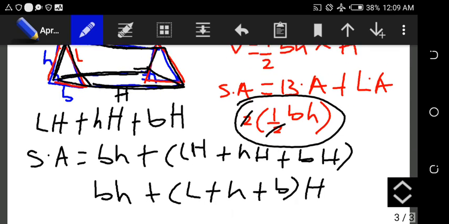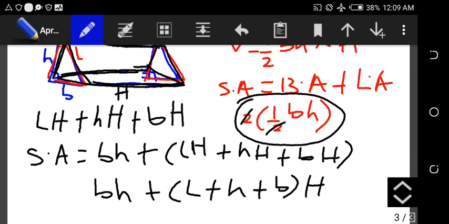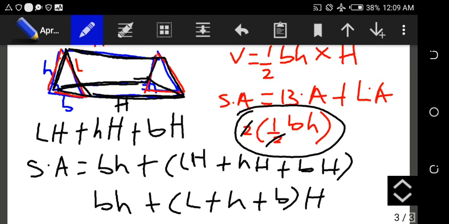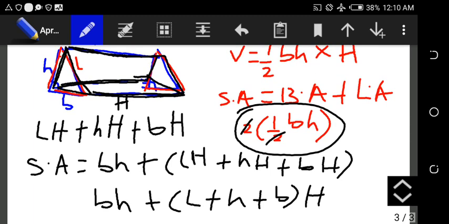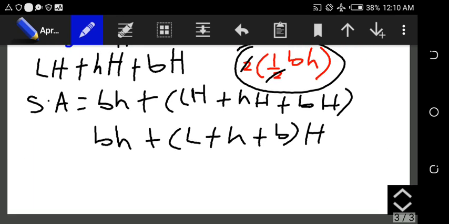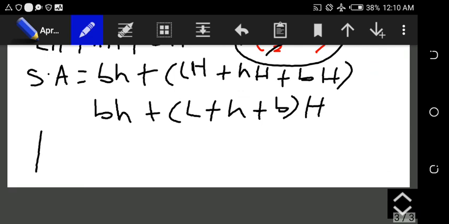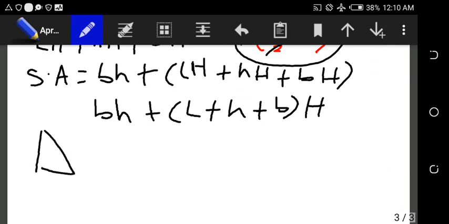Now for our L, we'll have to derive L. Now considering this triangle here, remember that it's a right angled triangle that we have. So if we should bring out one of these triangles, what we have is a shape like this, where here is the H, here is the B, and here is the L.